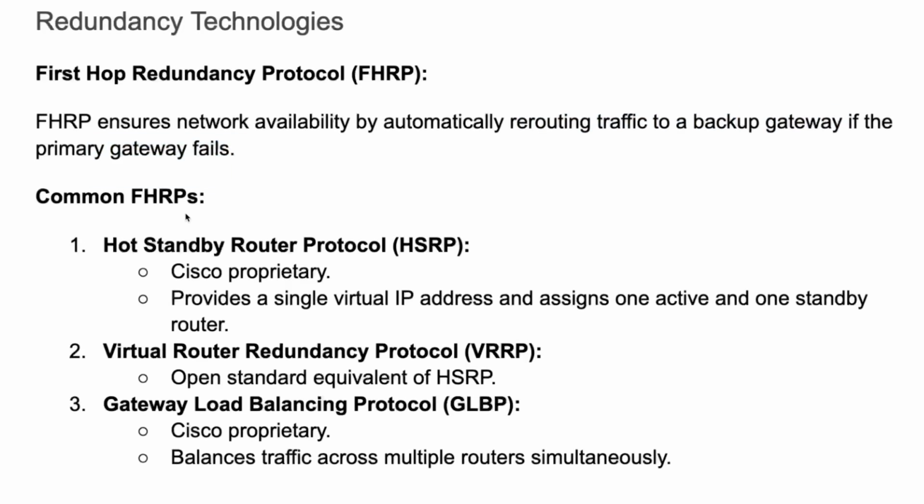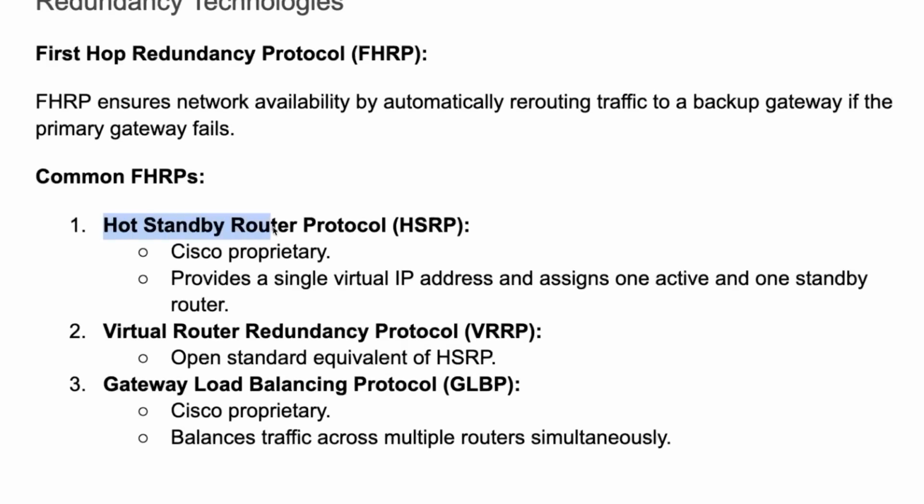So common first hop redundancy protocols would be the hot standby router protocol. It's a Cisco proprietary protocol, and it provides a single virtual IP address and assigns one active and one standby router. Okay, so the backup gateways that we're talking about here are the backup routers. So in case the primary one fails, there's a backup router that actually acts as that gateway, and then it starts to route the traffic. So the hot standby router protocol, HSRP, is a Cisco proprietary protocol that has a single virtual IP address and assigns one active and one standby router.